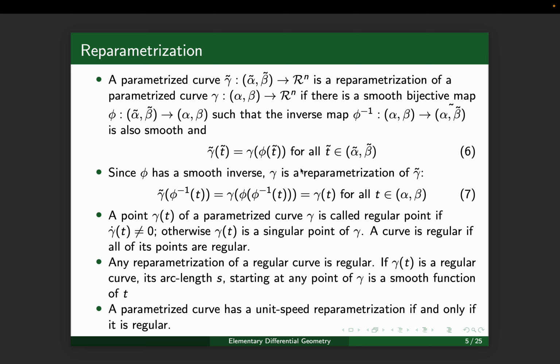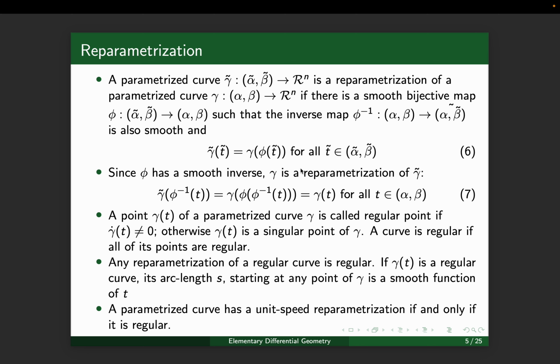Gamma of t is my parameterized curve. Any point in it is called a regular point if the tangent vector at that point is non-zero. Otherwise, that point is called a singular point. If all the points in the curve are regular, then the curve is called a regular curve. Any reparametrization of a regular curve will be regular. If gamma of t is a regular curve and you choose any point in it, that will be a smooth function of the parameter.